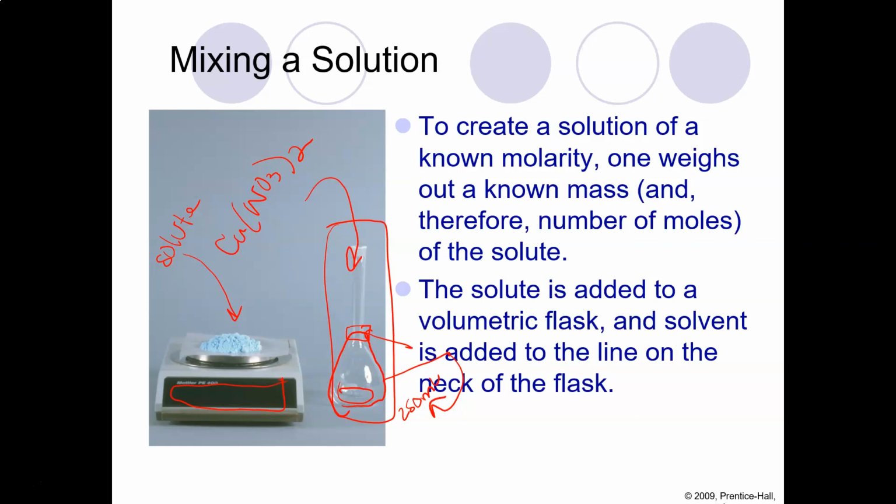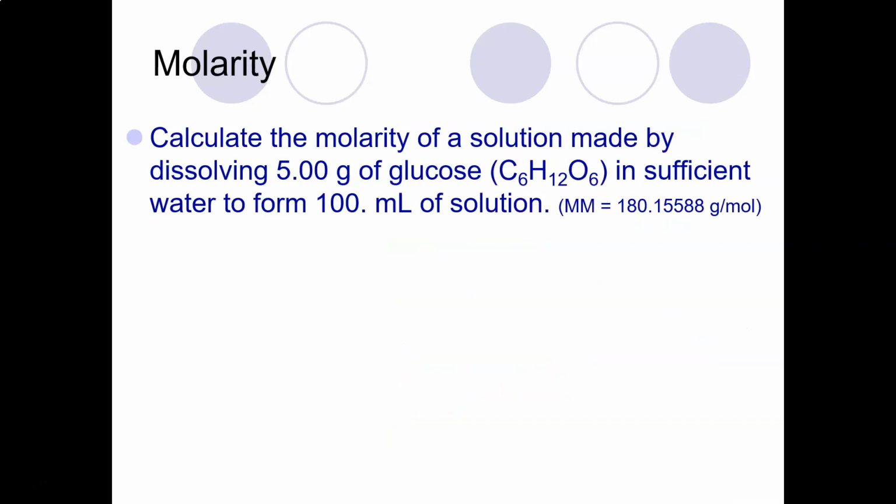Okay. We'd then have to put a lid on this and then mix it really good to make sure it was evenly mixed. So let's do an example. This time I didn't do copper(II) nitrate. The pretend solution that I'm making is glucose and water. So I'm making sugar water. Okay, so we're supposed to calculate the molarity of a solution made by dissolving 5.00 grams of glucose in sufficient water to form 100.0 milliliters of solution.